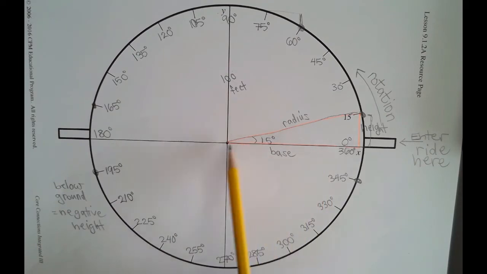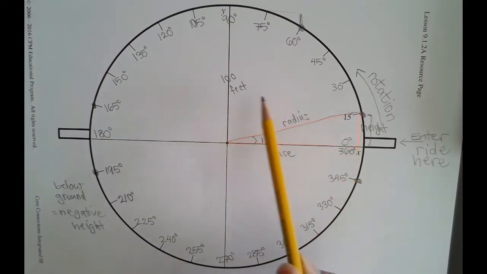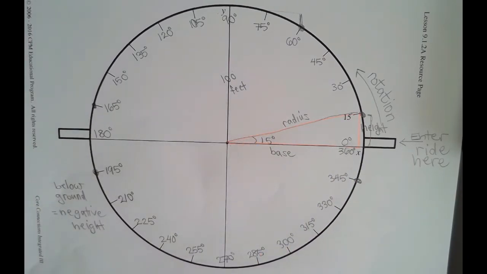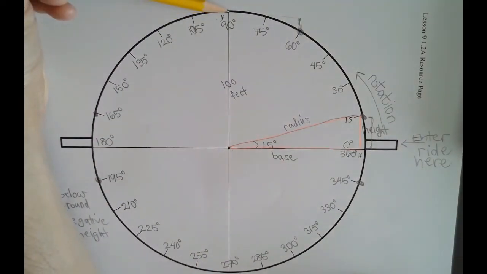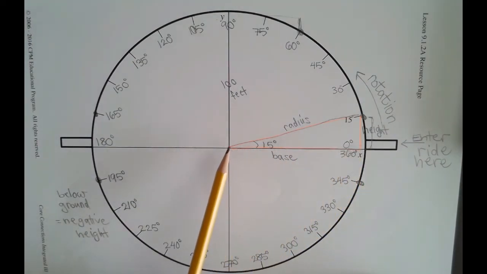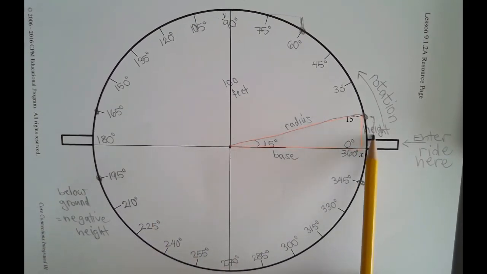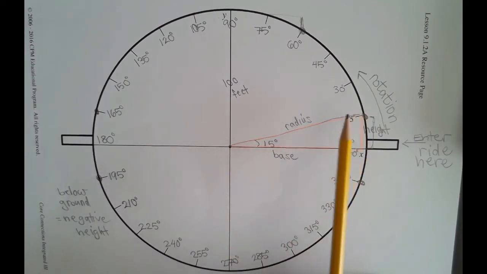Please note that given this triangle, this is the radius. And you might notice that I've written here 100 feet. What I mean by that is the screamer ride's radius is 100 feet. So when your seat is right up here, you are 100 feet off the ground. When your seat is over here, you are 100 feet away from the y-axis or the origin. So this side of the triangle represents height, and this side of the triangle represents base. This side of the triangle is the hypotenuse and represents the radius of the ride.